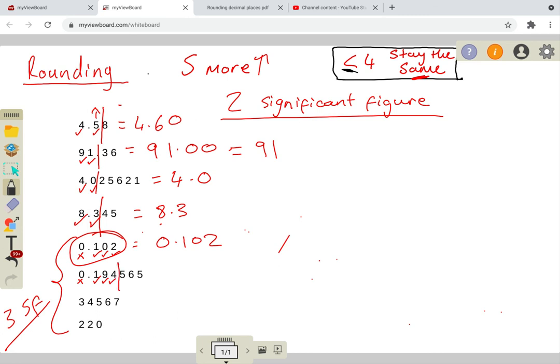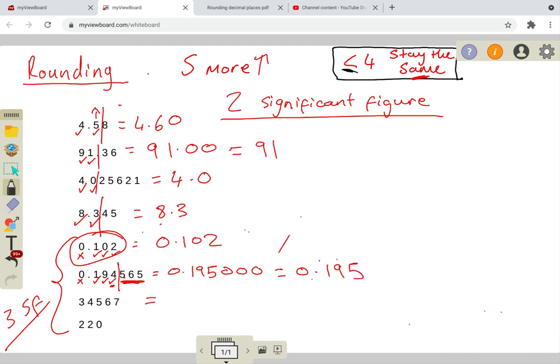Draw my line. Number next to a line, is it 5 or more? Yes, it is. So this 4 will turn to 5. So I get 0.195. And then the rest of the numbers turn to 0. Okay. So you can just write that as 0.195.